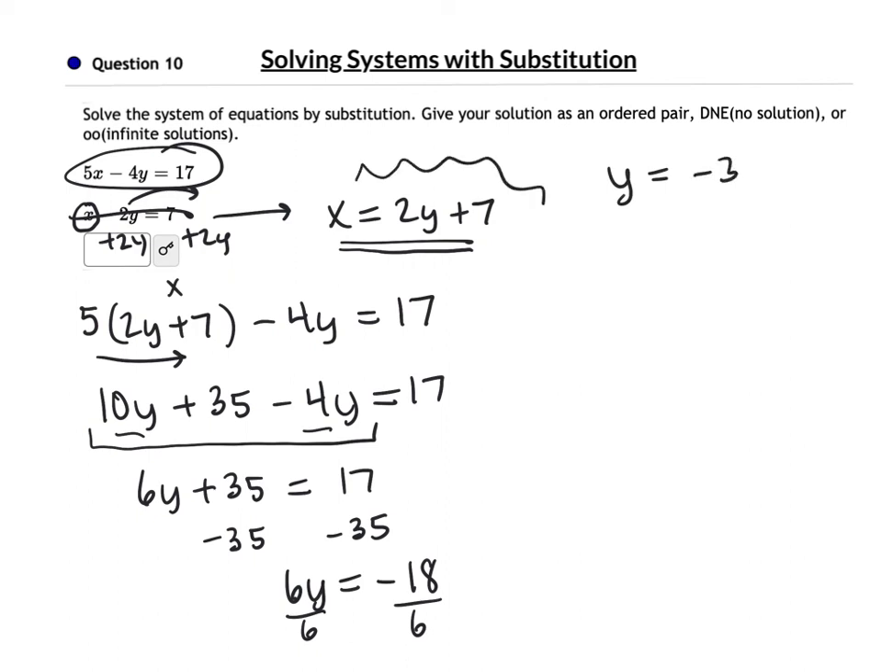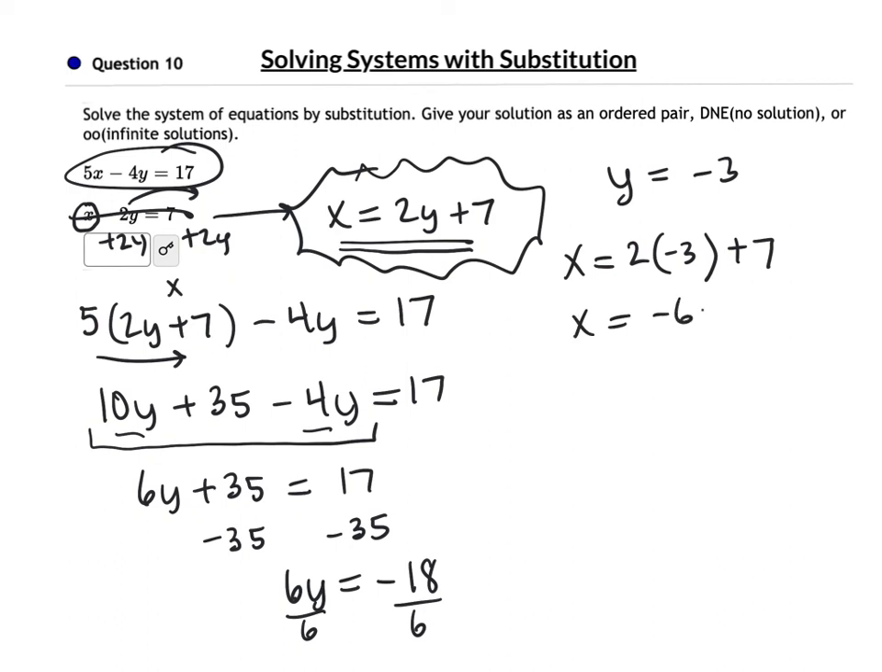Let's use this equation to substitute. X is equal to 2 times y, which is negative 3, plus 7. That's negative 6 plus 7. X then equals 1. Our ordered pair in alphabetical order is 1, negative 3.